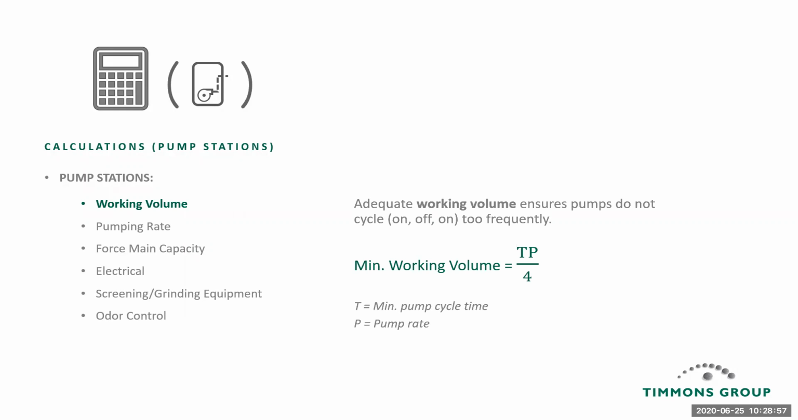When we design, we typically like to limit our pump starts, pump cycle times to no more than 6 starts per hour, so every 10 minutes. And we can calculate the working volume required based on this equation. TP over 4, where TP is the minimum pump cycle time. Again, typically we go no less than 10 minutes. P is the pump rate. And this equation assumes that the minimum cycle time will occur when the influent rate to the station is equal to the pump output, which I've gone through the equations and confirmed myself that is indeed the case. So minimum working volume is calculated by TP over 4.